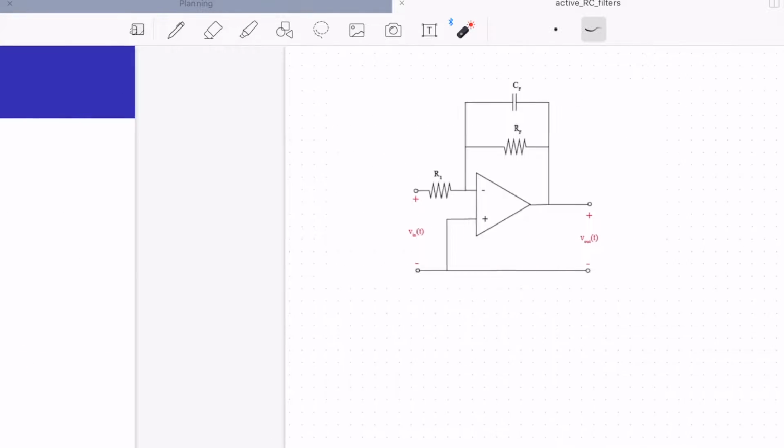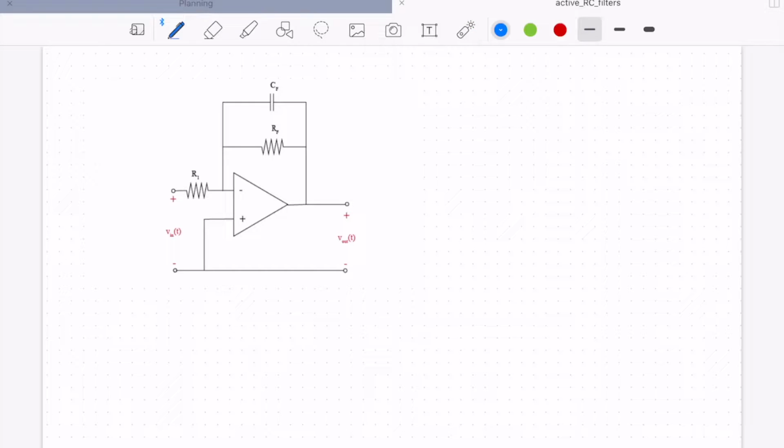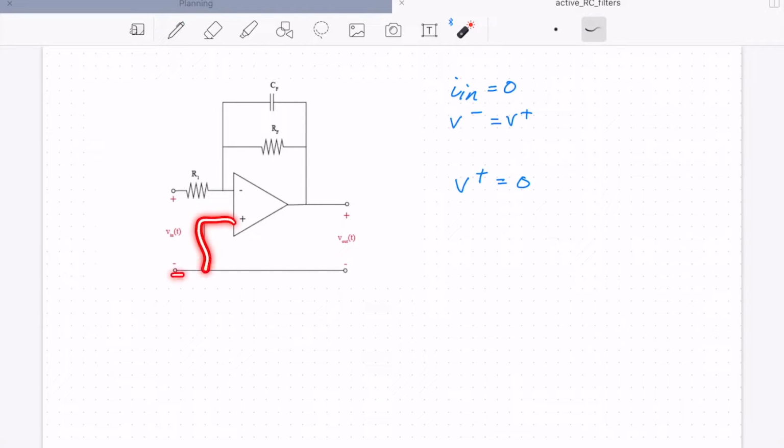We want to remember a couple of things when we're analyzing operational amplifiers. One is that IN is equal to 0. That's important to remember. And the other is that for circuits with negative feedback, V minus is equal to V plus. Now let's write our nodal equations. The first thing we can look at is V plus, which is connected to our reference level here, our ground. So we know that V plus is equal to 0.